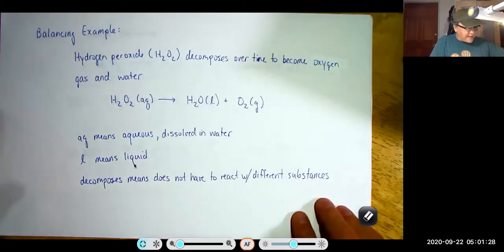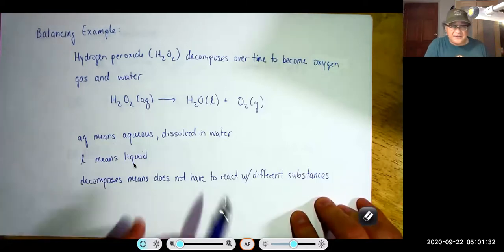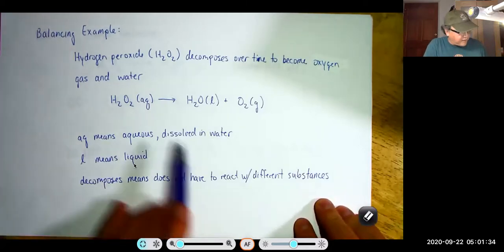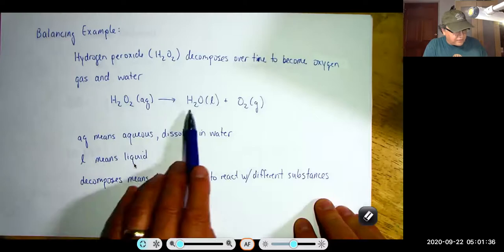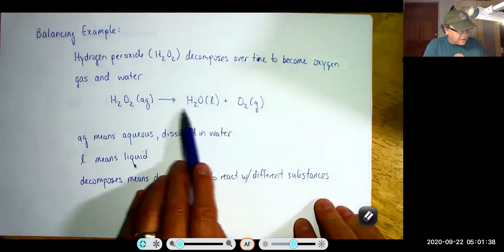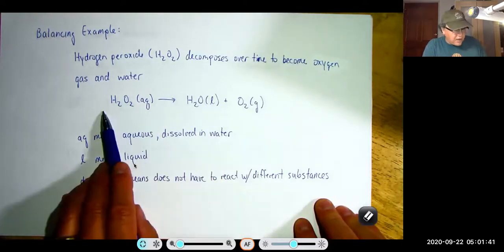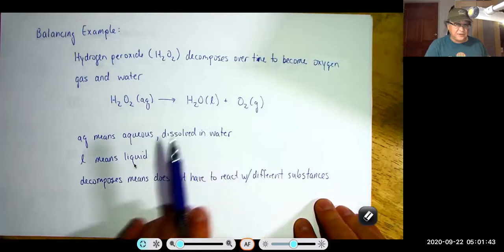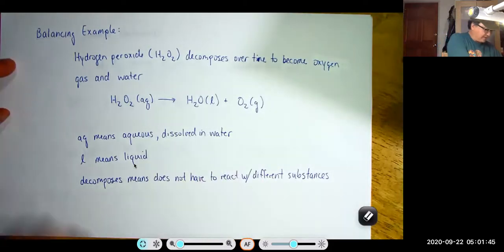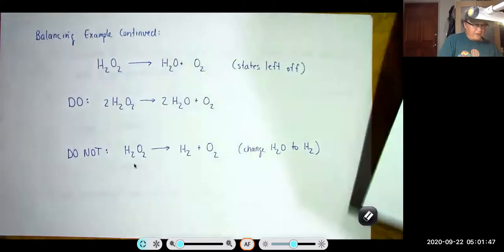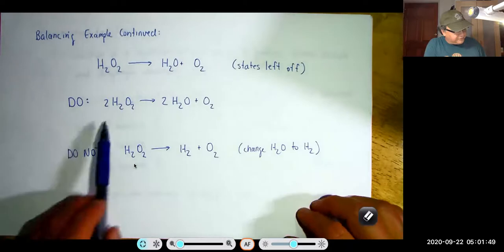So let's look at balancing this reaction. And first of all, we should notice that it is not balanced. On the left, we have 2 hydrogens. On the right, we have 2 hydrogens. On the left, we have 2 oxygens. On the right, we have 3 oxygens. It's not balanced. So let's look at the do.